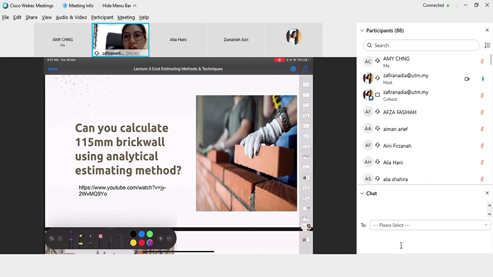Okay, contohnya sekarang kita nak buat brick wall. I try buka.